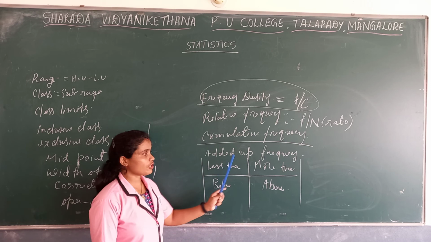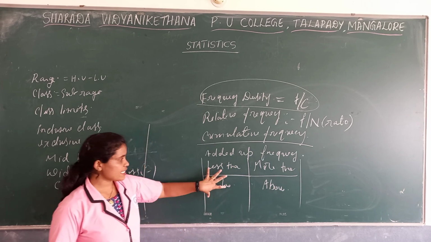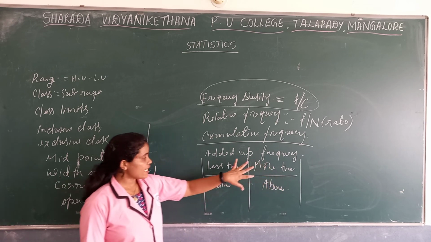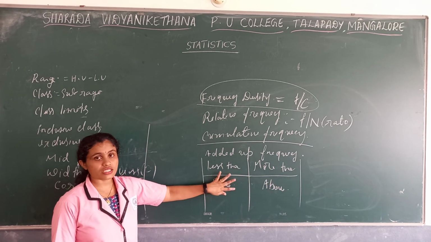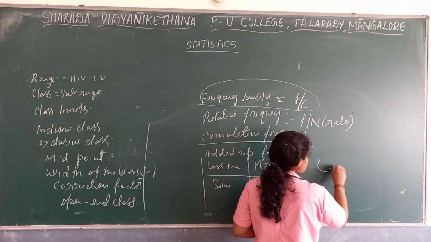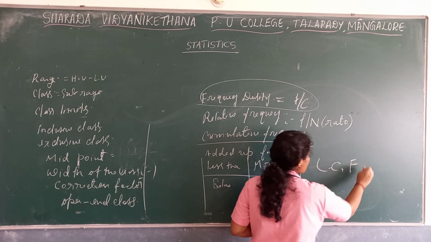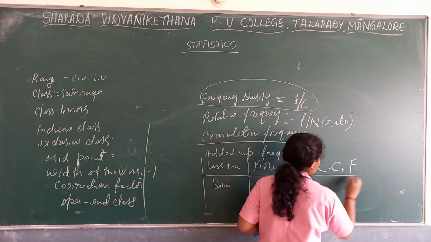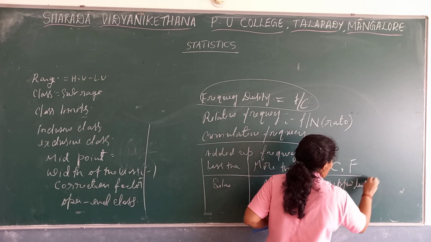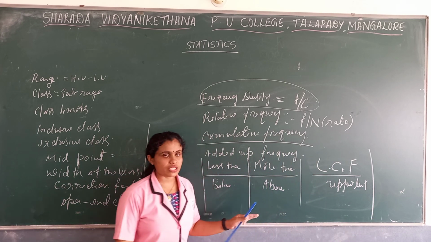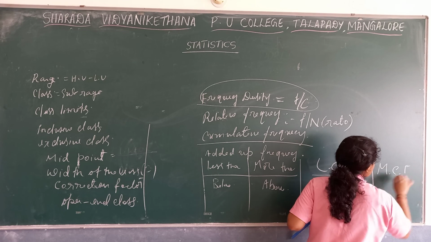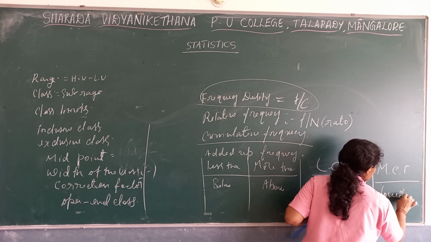And we have seen frequency distribution for less than cumulative frequencies and also more than cumulative frequencies. Less than cumulative frequency distributions are formed for less than frequencies against the upper limits. And more than cumulative frequency distributions are formed for more than cumulative frequencies against the lower limits.